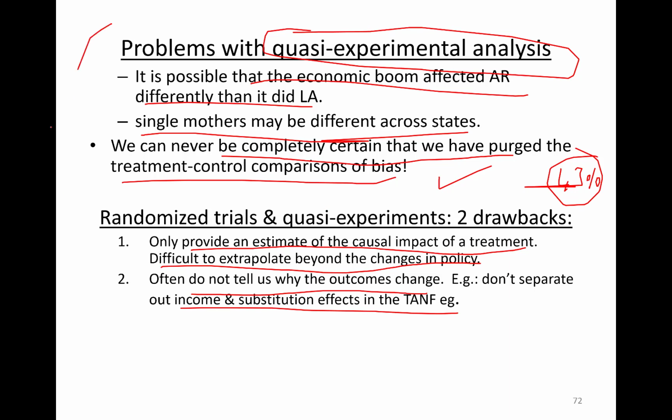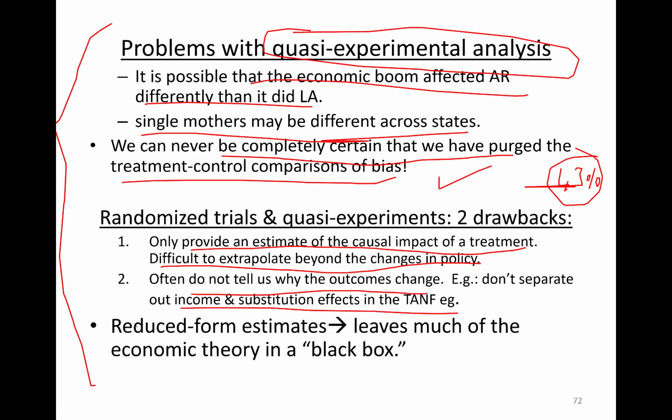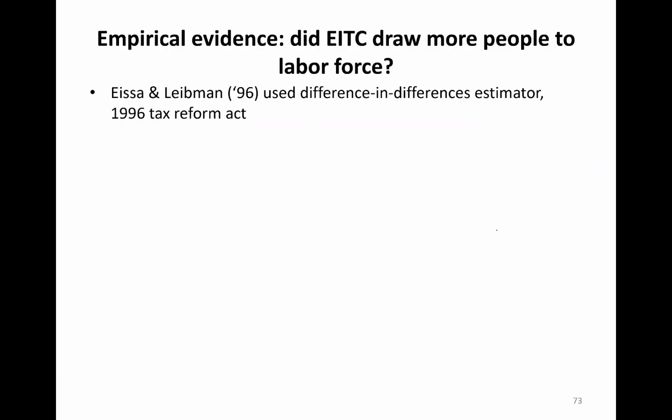So what I did in this slide, I'm doing on one hand, on the other hand, stuff we do as economists. So we also have reduced form estimates. I misspoke. These are reduced form estimates. It leaves much of the economic theory in a black box, which means we can't really differentiate between income and substitution effects, but still we are measuring the impact of this policy change.